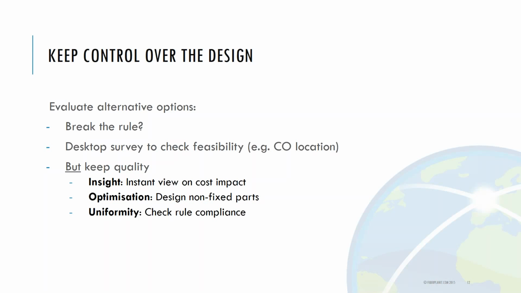And also, like we said before, with some field survey information, we can check the feasibility of a certain location and update if needed. And of course, we keep the assurance of quality, because we always see the impact of any decision on the cost, and every non-fixed part is always optimized within the constraints of the design rules. Across multiple planners, there will also be a high level of uniformity, where rule compliance is always verified and any breaking of rules is reported in warnings.